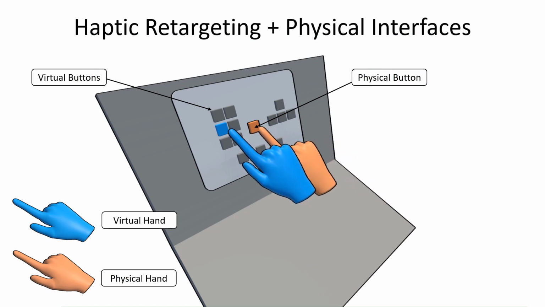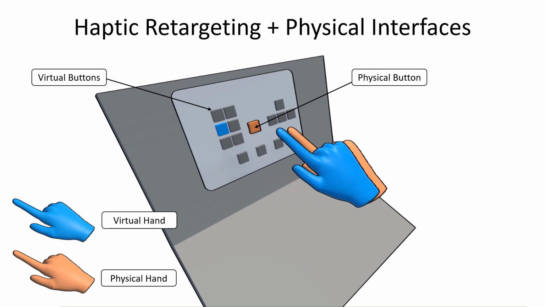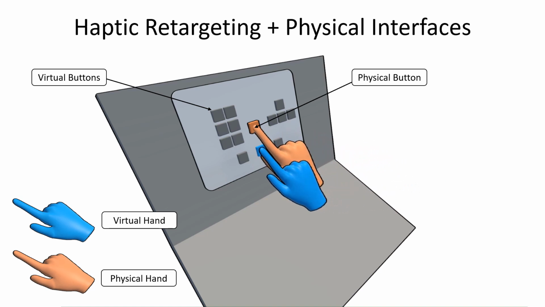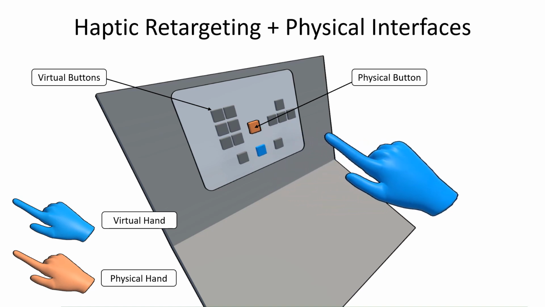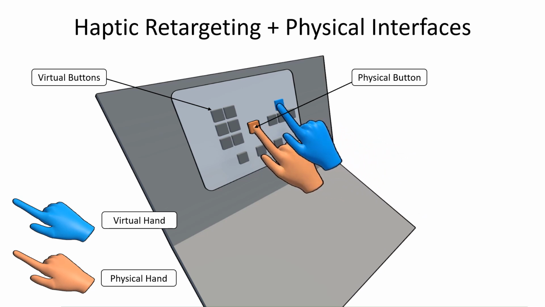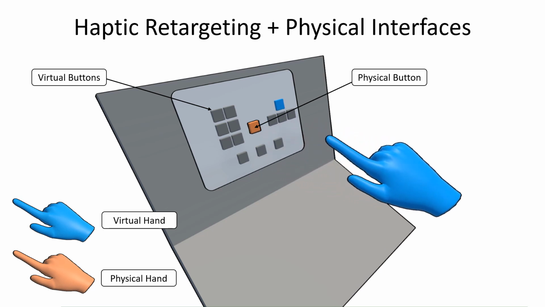Remapped physical virtual interfaces combine the haptic retargeting perceptual illusion with physical user interfaces. Haptic retargeting enables the reuse of passive haptics for dynamic virtual objects. Remapped interfaces leverage this technique to create dynamic user interfaces in virtual reality that have the real haptic feedback of a physical interface.